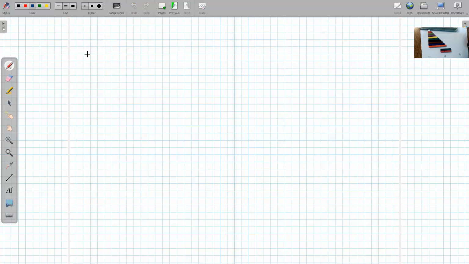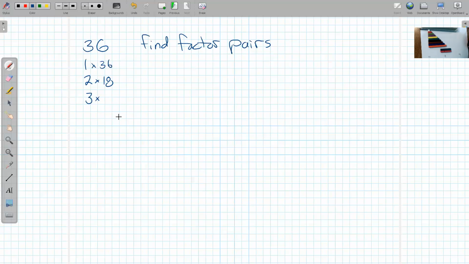So let's try 36 as a fun one. We want to find factor pairs, which will give us a list eventually of all the factors. Always start at the beginning, 1 times 36. And then if 2 works, do it. So 2 goes into 36. Yeah, I think 18 times. And then let's see, does 3 go into 36? A calculator might be nice sometimes. You think 12 times on a good day?